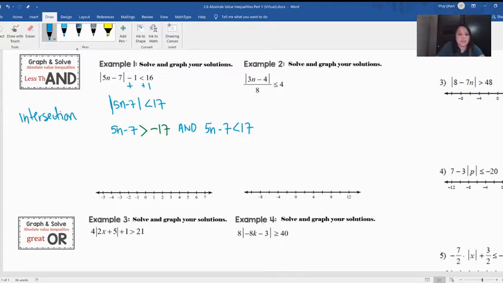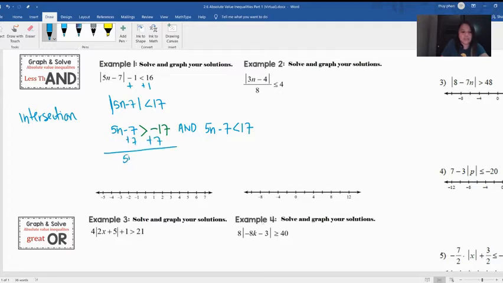Now, after this step, that's where you can tell if it's an and or an or. You can't tell at the beginning because sometimes if you multiply or divide by a negative, it might change that. So just be careful. Wait until you have your distance inequality before you determine if it's going to be an and or an or.